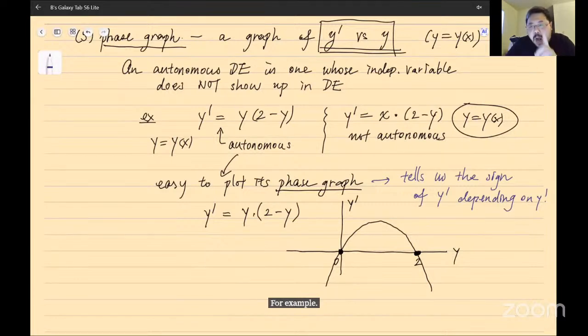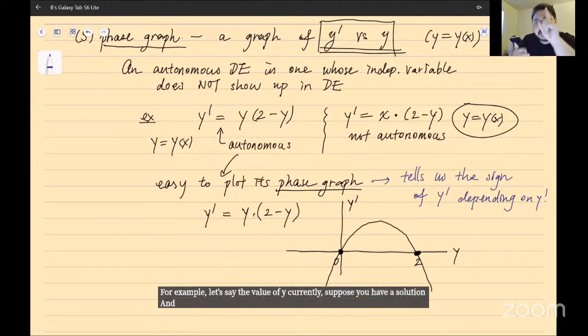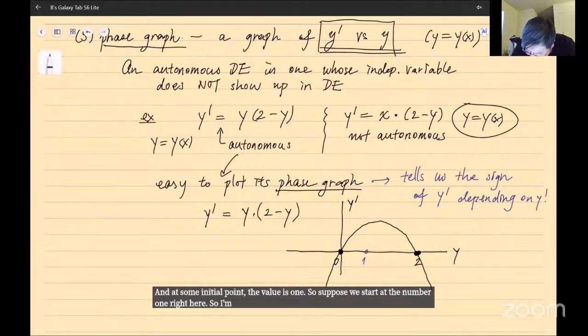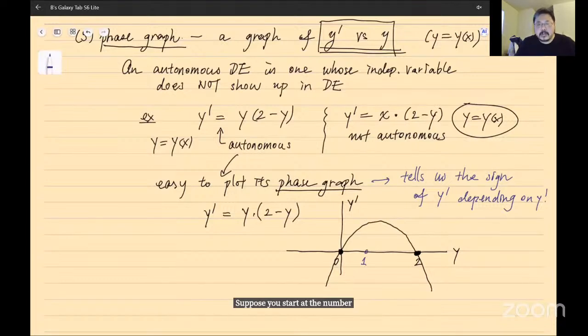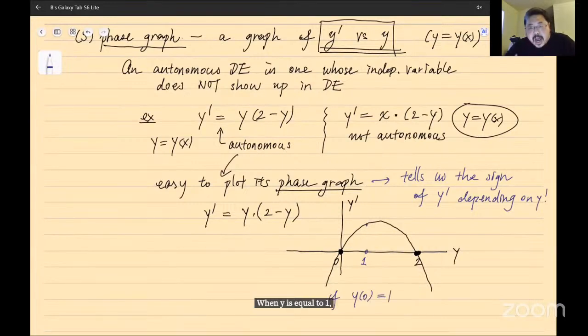For example, let's say suppose you have a solution, and at some initial point its value is 1. So suppose we start at the number 1 right here. I'm going to use a little circle right here. Okay, what can we say? If y initially is equal to 1, what is the sign of its derivative? Well, look at this phase graph. When y is equal to 1, y prime is positive.